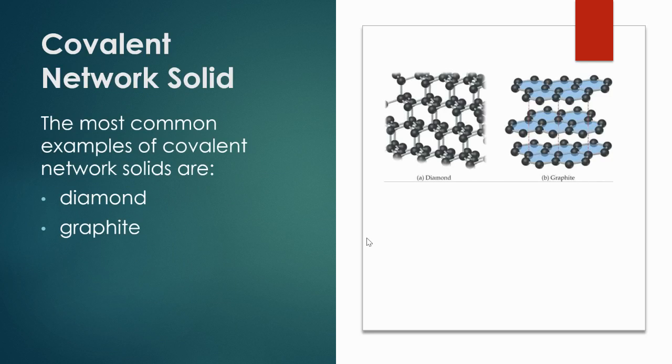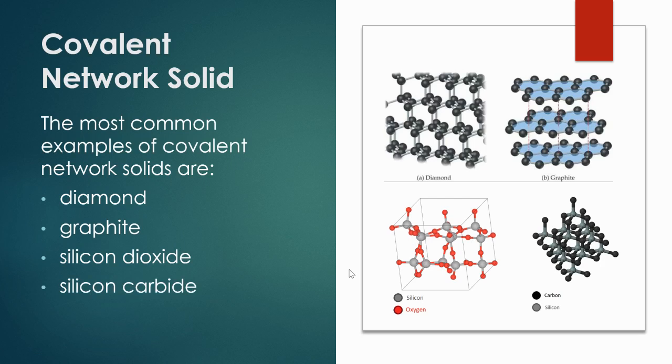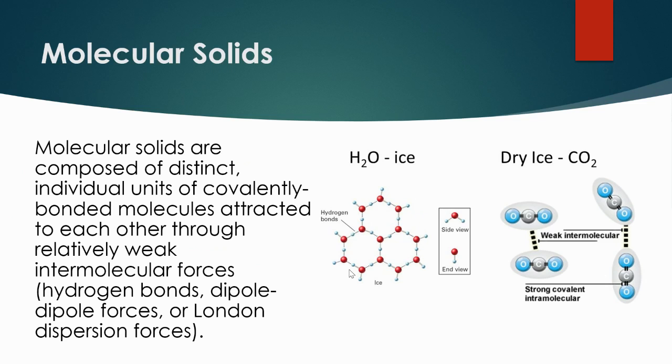Diamond and graphite, like we just mentioned, but also silicon dioxide, which is quartz and sand. Glass is also made out of silicon dioxide, and silicon carbide, where silicon and carbon bond to each other, much like the carbon atoms in diamond. So, three examples of covalent network solids: graphite, quartz, and diamond. And again, for covalent network, you just have to memorize some examples of covalent network solids.